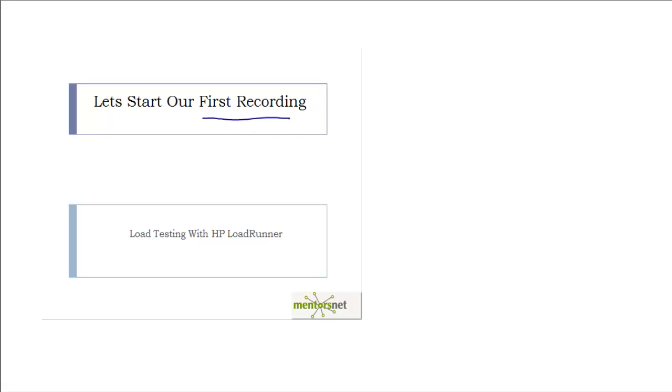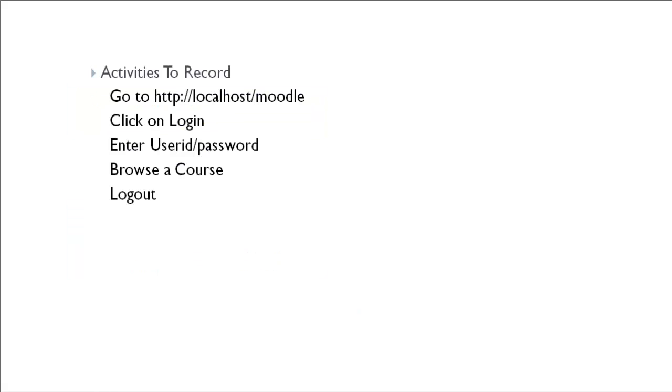If you are following my lectures in sequential order, then you must realize that we have installed the Moodle application on an Apache LAMP stack on the local machine. Right now I have set up everything so that I can access this URL. Then I'm going to log in, enter my user ID and password, and submit the form. Then I'm going to browse a course and log out. So these are the 5-step process, and sometimes they call it a business process. My goal in this video is to record these steps and show you that the Virtual User Generator can record it.